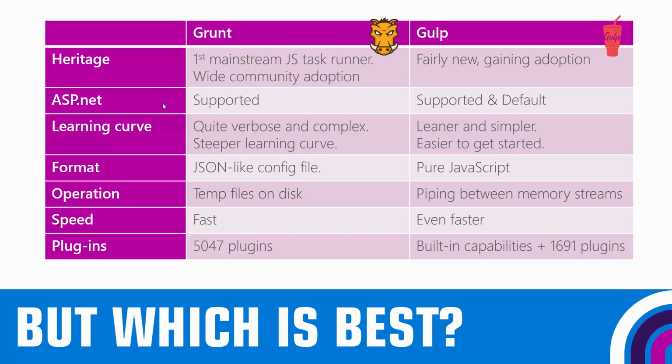whereas grunt has this kind of JSON-like config file, which can sometimes be a little bit extra to learn. Gulp is generally considered to be faster because it pipes between memory streams, whereas grunt uses files on disks. And they both have a good range of plugins. So plugins are the things that the task runners run. On its own, a task runner won't do anything. With the plugins, that's where all of the actual work comes into play. Grunt certainly has a very wide range of plugins. This is a count from last time I looked, but it's probably more than this now, 5,000 plugins. Gulp has a good range as well, just under 2,000 plugins. Gulp also has a load of built-in capabilities as well. So there isn't really a best, but right now I think gulp is probably the more mainstream one, becoming the most widespread one.